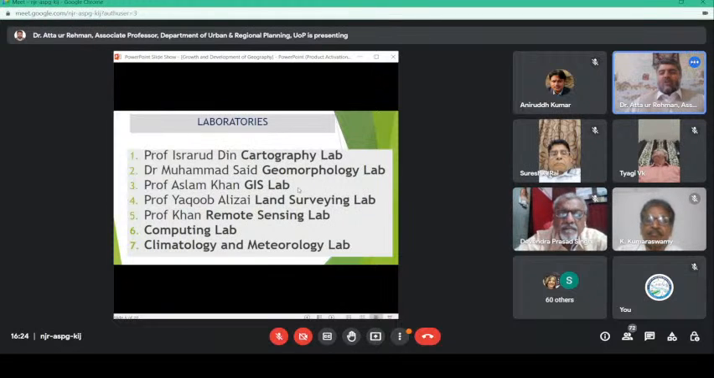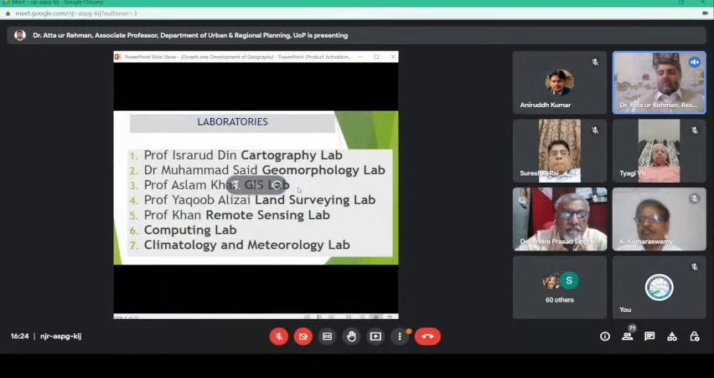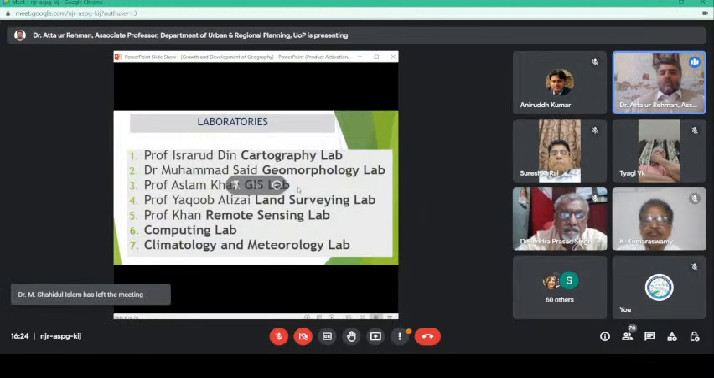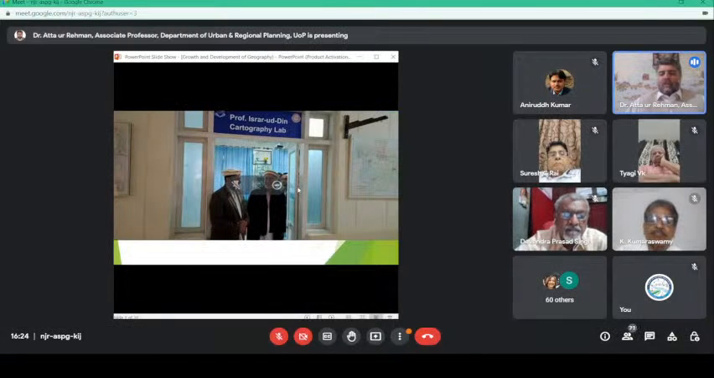Professor Israruddin, cartography, and Dr. Muhammad Said, geomorphology, were the leading legends of this particular field. Therefore, I named these labs after them. Professor Aslam Khan, GIS lab, Professor Yak, all of them are retired professors. Professor Khan, remote sensing lab, computing lab, climatology and remote sensing lab.